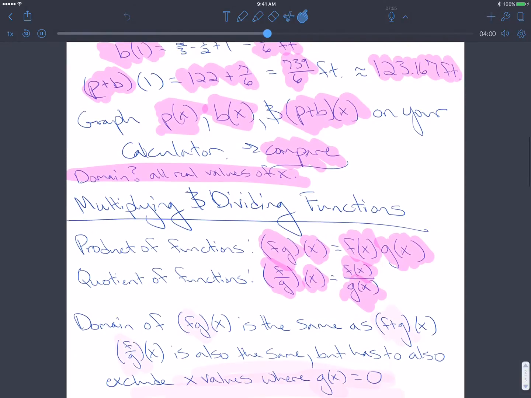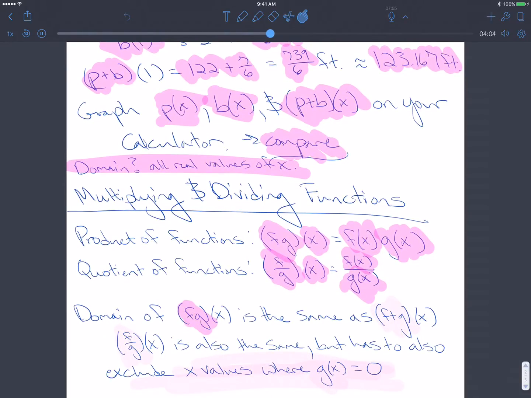The domain of f times g is the same as f plus g was, but f divided by g adds something. So it's also the same, but you also have to exclude any x values where your g of x function gives you 0 because you're dividing by g of x. So let's look at an example.